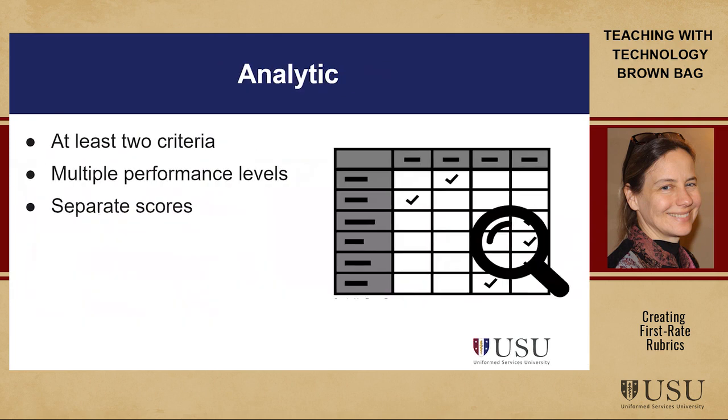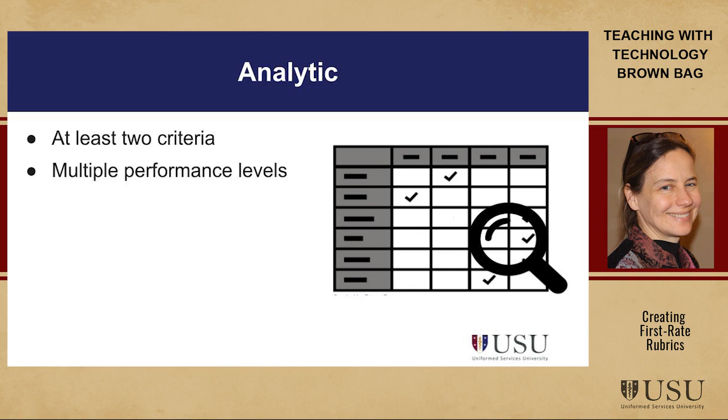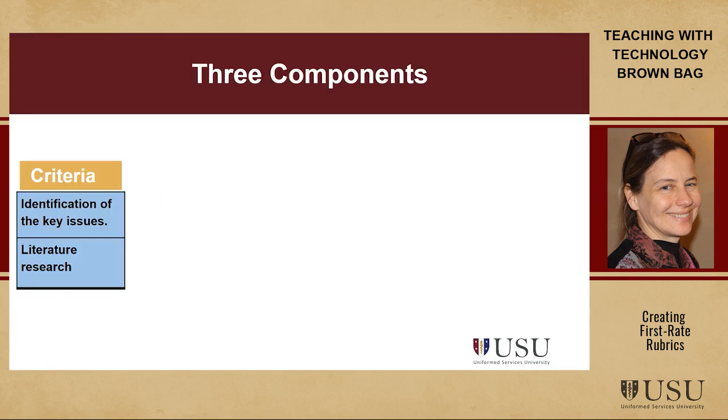So now let's dive into the analytic rubric, which, when well written, can be the least subjective and the most useful. It has at least 2 criteria. It has multiple performance levels and separate scores, and it's structured in a grid. It has 3 components, which we're going to give you a quick overview of and then dive into the specifics of them. The first is the criteria.